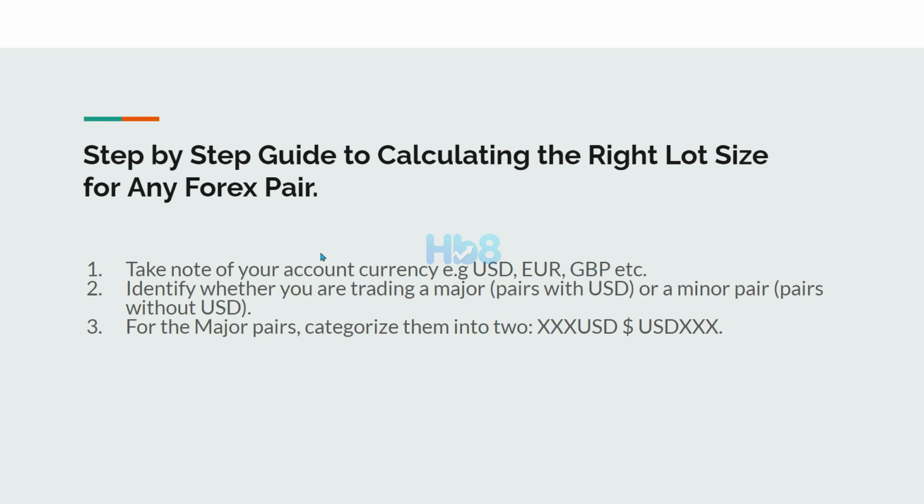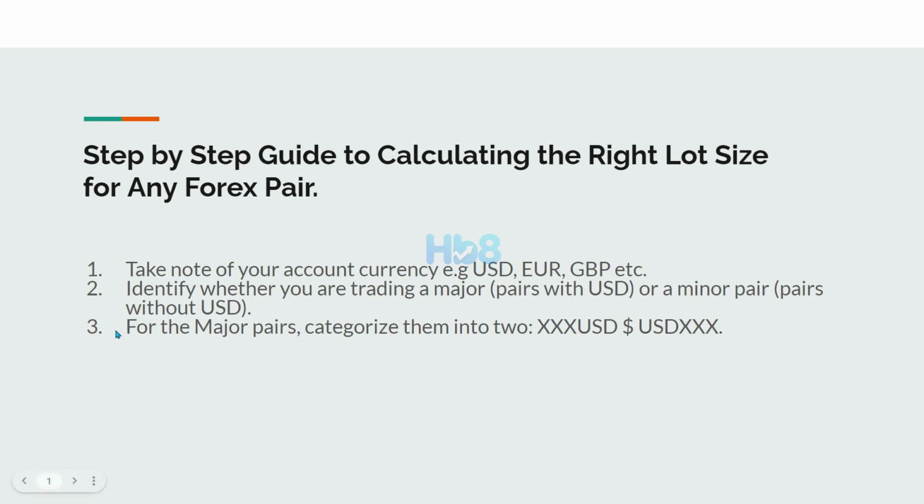And secondly, you need to identify whether you are trading a major pair or a minor pair. Major pairs are those ones with USD, for example, Euro USD, USD JPY, AUD USD, GBP USD, and the rest, okay? Then minor pairs are those without the USD, all right?